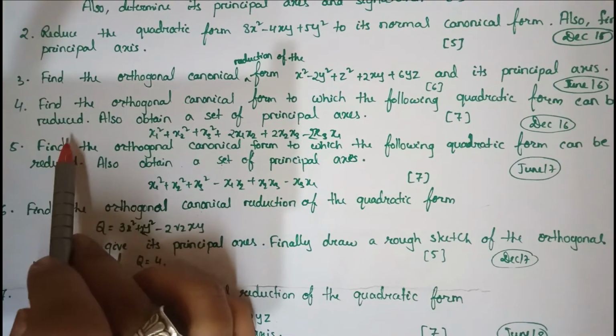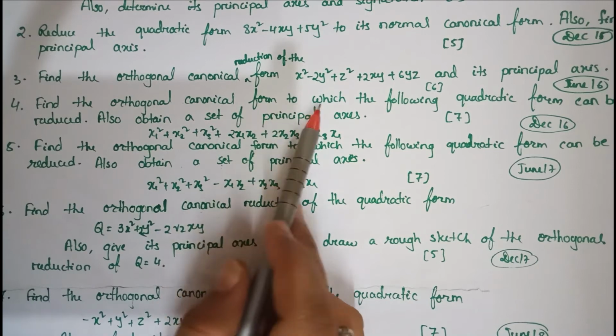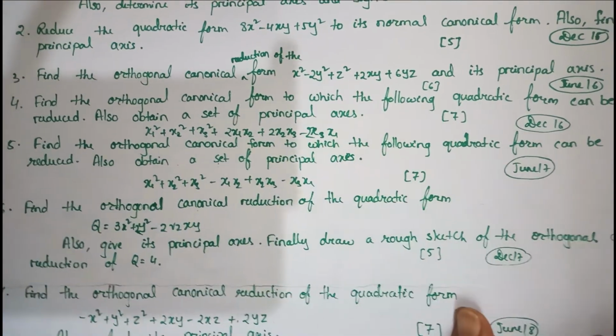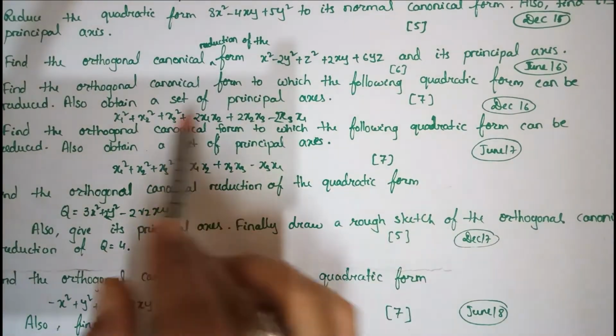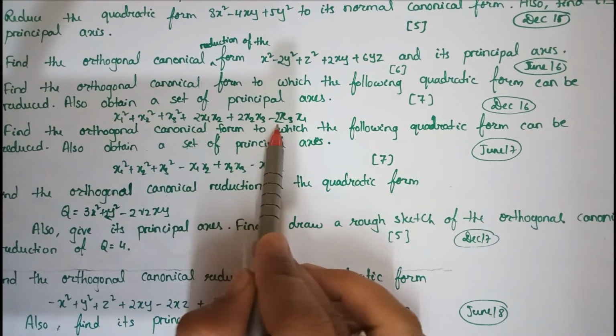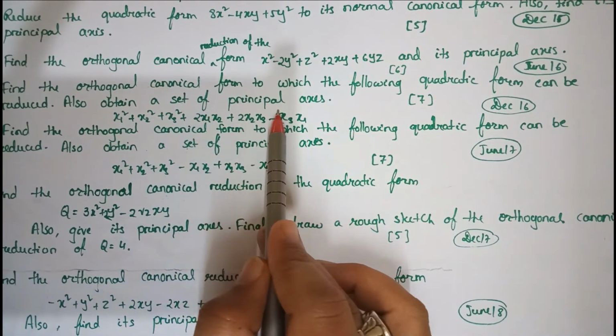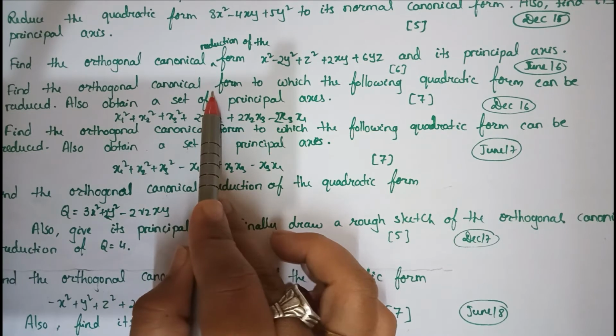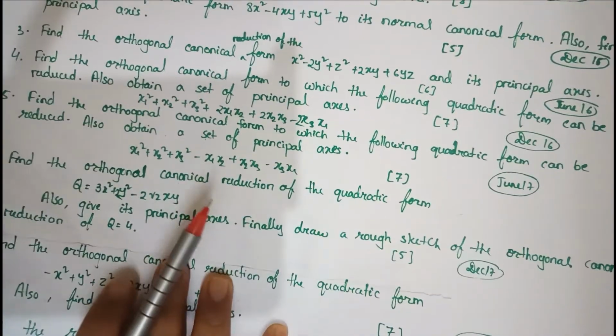So this is the fourth question. Find the orthogonal canonical form to which the following quadratic form can be reduced. Also obtain a set of principal axes. So this is the same. Look, you can find the principal axis, you can find the orthogonal canonical form. So let's just see.